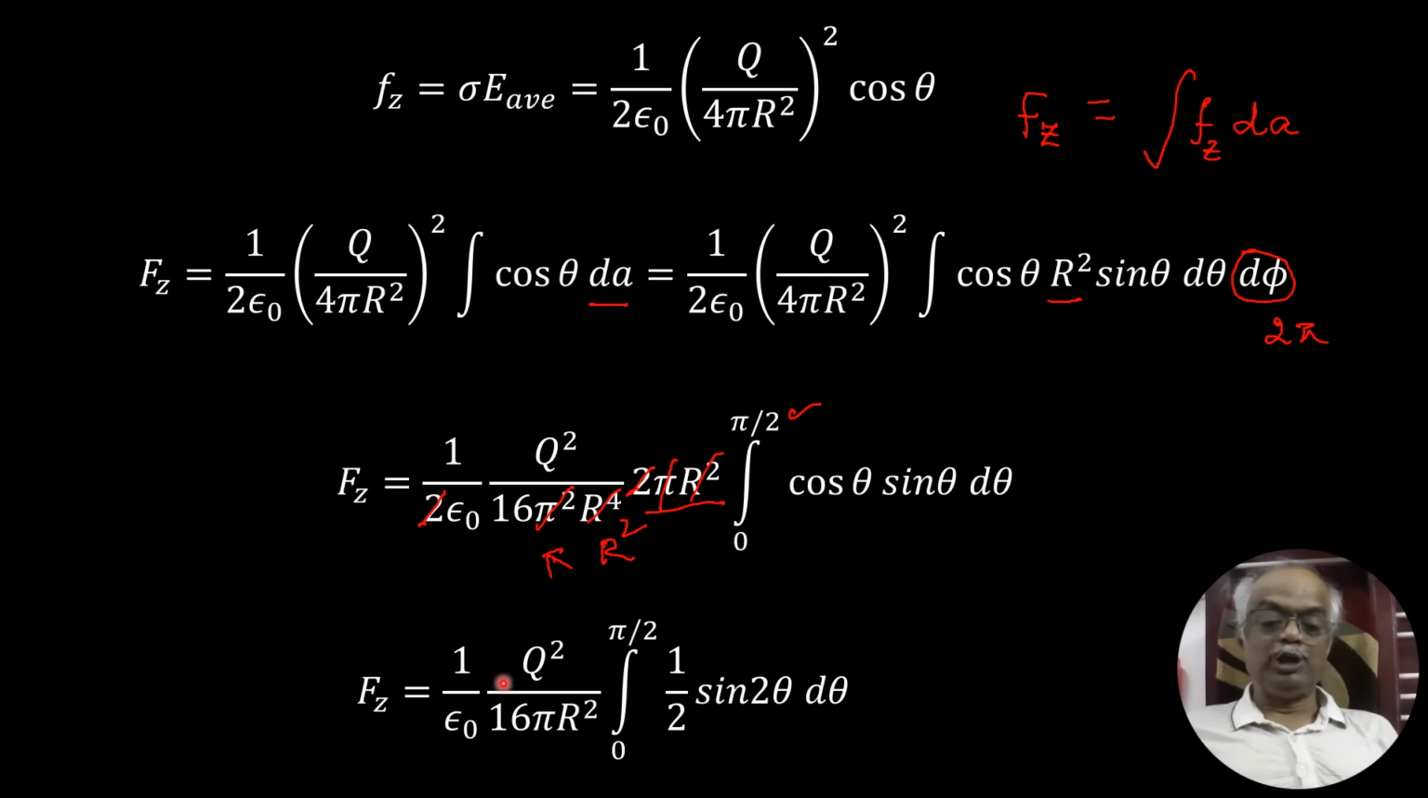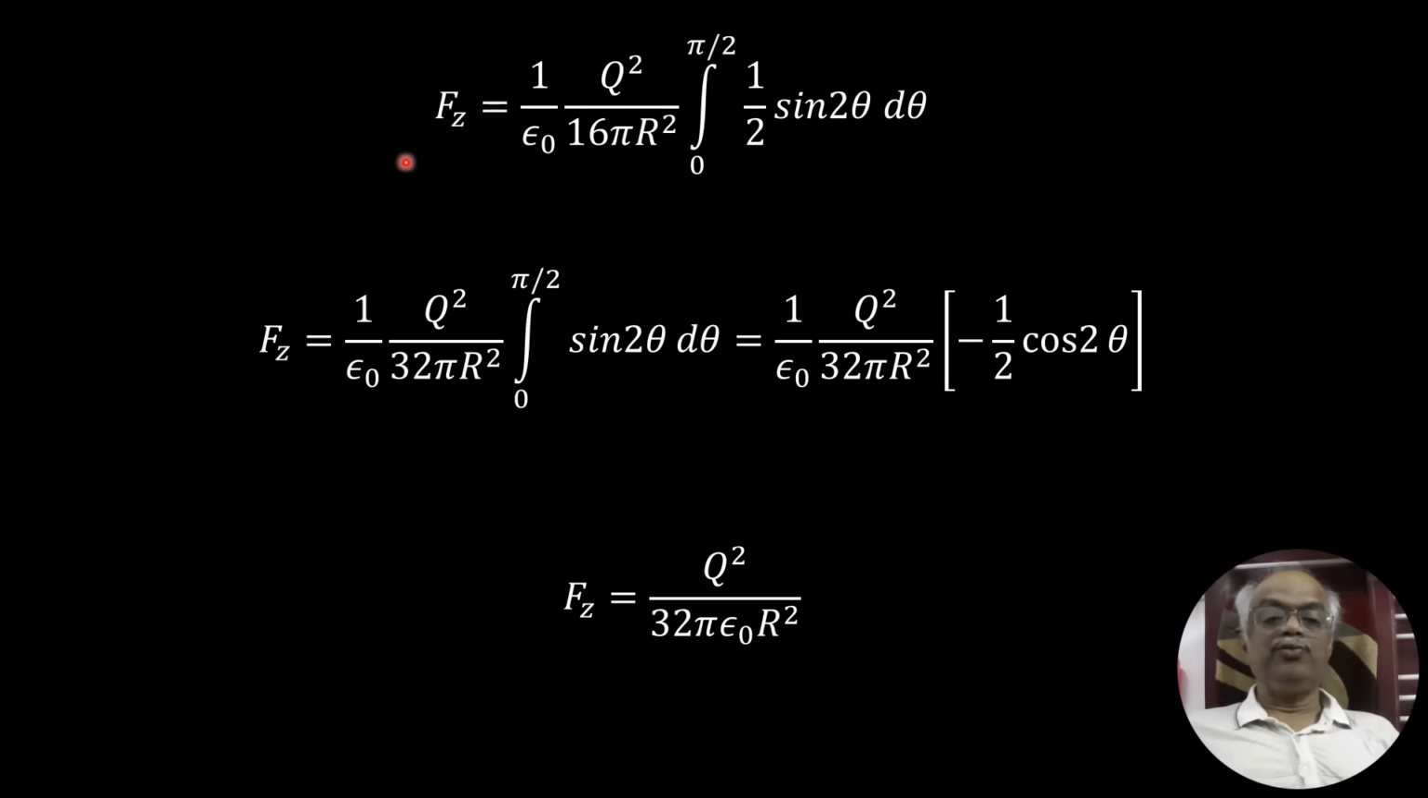So you can take this 1 over epsilon naught. Here you have Q squared over 16 pi R squared, and 2 pi R squared has already cancelled. Then you know cos theta multiplied by sin theta is equal to 1 over 2 sin 2 theta. Of course, you have d theta. Now you have to carry out this integral. Now we got F_z equal to 1 over epsilon naught, Q squared over 16 pi R squared, and this integral. Before that, you bring 1 over 2 outside the integral. Then this will become Q squared over 32 pi epsilon naught R squared, because 2 times 16 is 32. Then you have to integrate only sin 2 theta d theta with respect to theta.